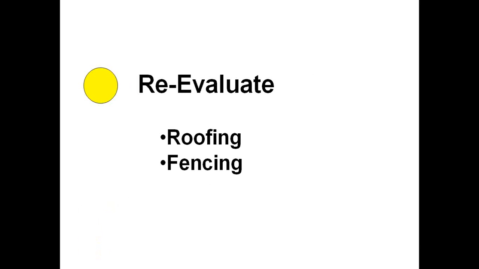The next category of component is something we call reevaluate. These are components like roofing and fencing. Significant components. They fit the national 4-part test for appearing in a reserve study. But again, when the remaining useful life hits 0, what do you do? Do you just go ahead and replace the roof or replace the fence?